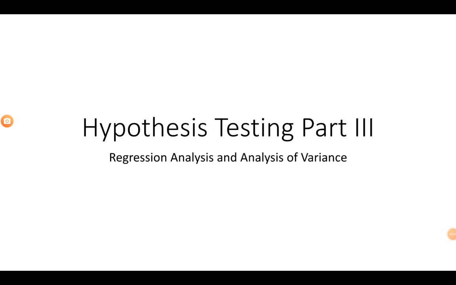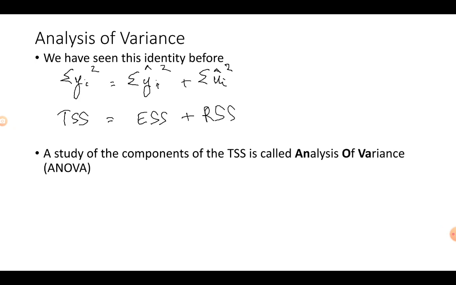In this lecture, we are going to have a look at the analysis of variance from the regression viewpoint. The analysis of variance is also known as ANOVA. We have already seen this identity before when we were trying to find the coefficient of determination, small r square, when it comes to a two-variable regression model. I hope you remember that it is known as capital R square when it is a multivariable regression model.